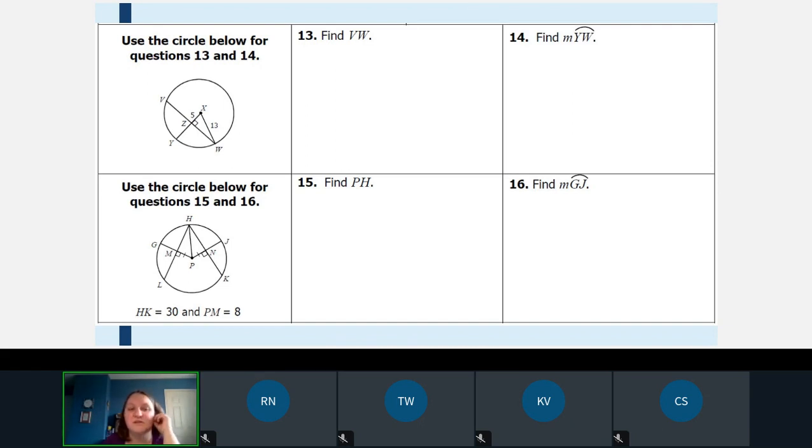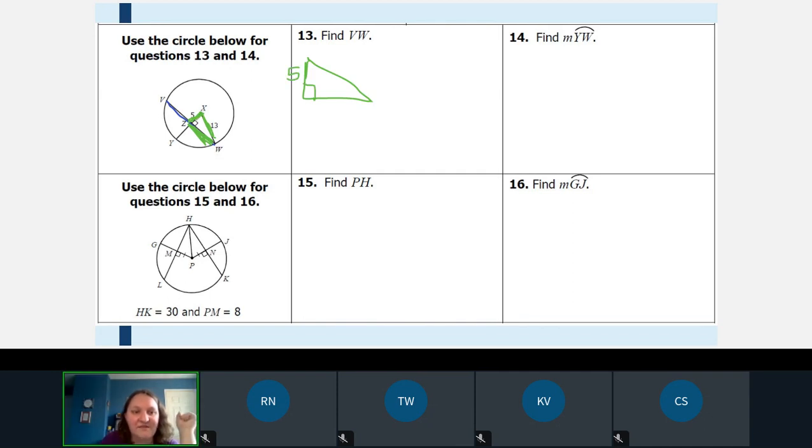Here we have a circle with a beautiful chord and a radius. And number 13 says, find VW. Okay, that's a length. So I'm looking for the length of the chord. Rachel, you got it. What if I found ZW? If I know ZW, then I could just multiply it by 2 and get the whole thing. Look at my beautiful right triangle. There it is.